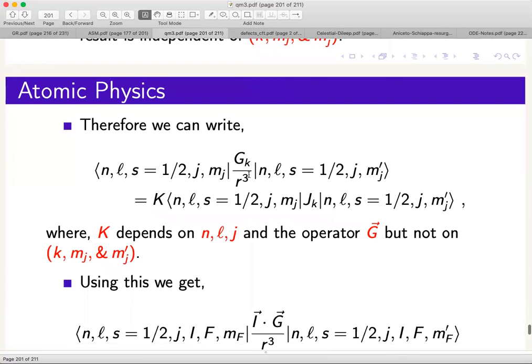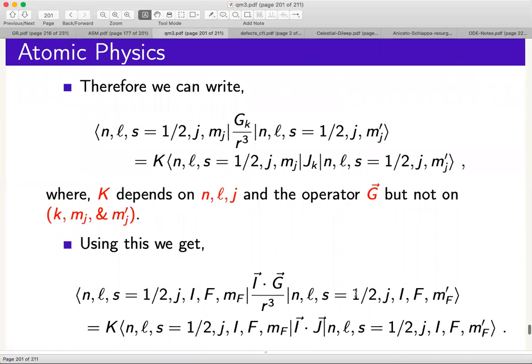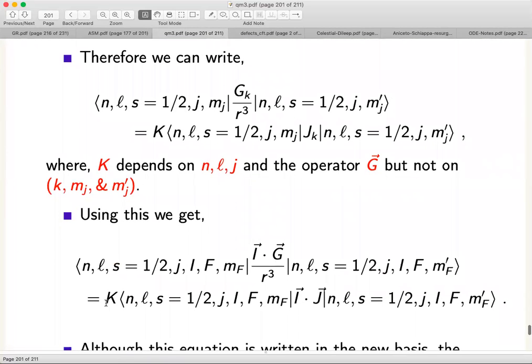Now we will replace this complicated matrix element by just K times the same kind of matrix element, but of J. So the matrix element that we want to compute is replaced by K times I dot J, because G upon R cube is the same as J, up to whatever that complicated object K is. We will determine K eventually. Right now, the spherical tensor property tells you that you can replace I dot G by I dot J. Notice that the states are exactly the same: N, L, S equals half, J, I, F, M_F, and N, L, S equals half, J, I, F, M_F prime. So the states are not changed; the operators have been traded off.